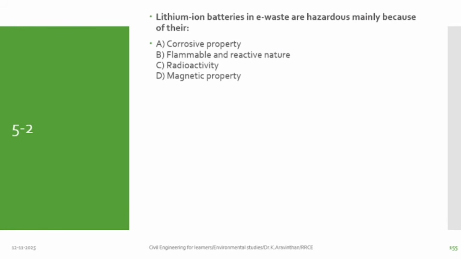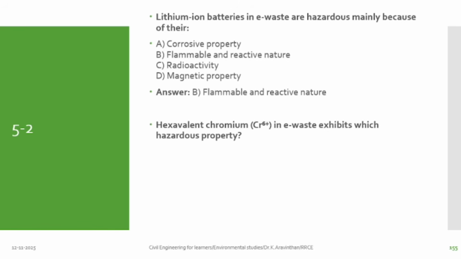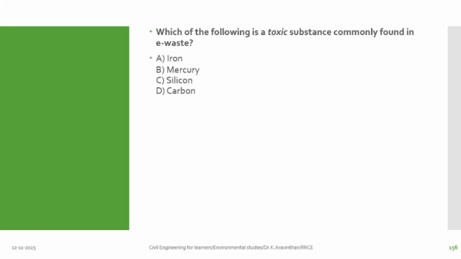Lithium-ion batteries in e-waste are hazardous mainly because of their flammable and reactive nature. Next one, hexavalent chromium in e-waste exhibits which hazardous property? Chromium. Yes. Next one, which of the following is a toxic substance commonly found in e-waste? Mercury. The first character of hazardous is toxic. What is toxic? Mercury is toxic.